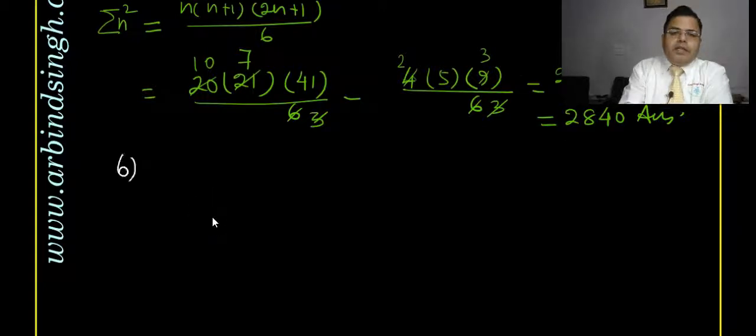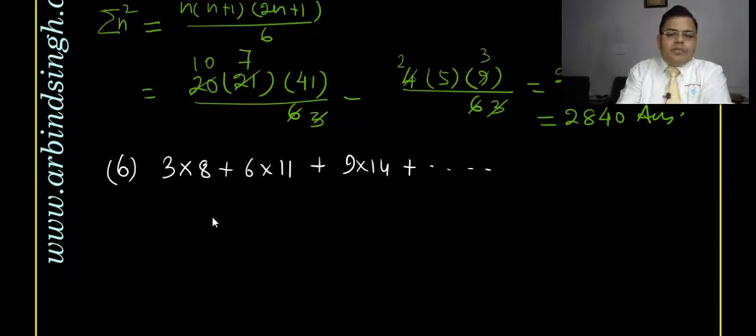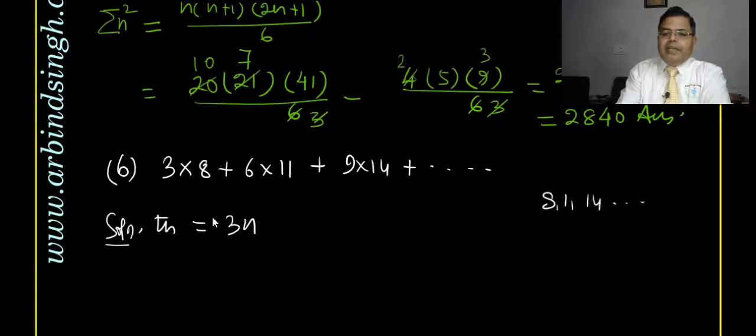Now let us solve question number 6, that is 3 into 8 plus 6 into 11 plus 9 into 14, and so on, up to n terms. Here 3, 6, 9 are multiples of 3. So the nth term can be written as 3n: 3 times 1 is 3, 3 times 2 is 6, 3 times 3 is 9. And the second factors 8, 11, 14 form the series.